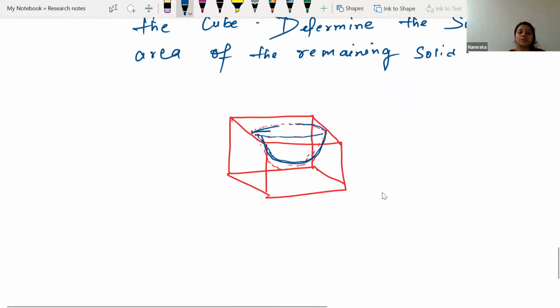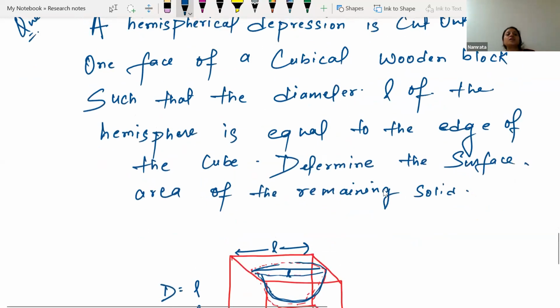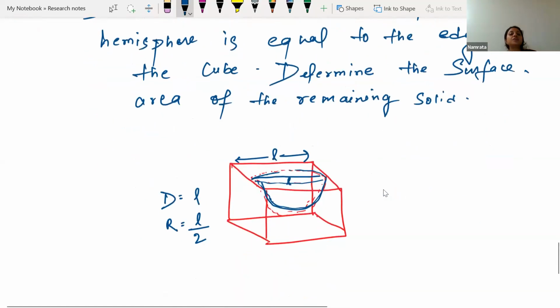So the diameter of this hemisphere, L, is equal to the edge of the cube. So the edge of the cube is L, and the diameter of the hemisphere is L. Hence the radius of the hemisphere will be L/2, right? Determine the surface area of the remaining portion.